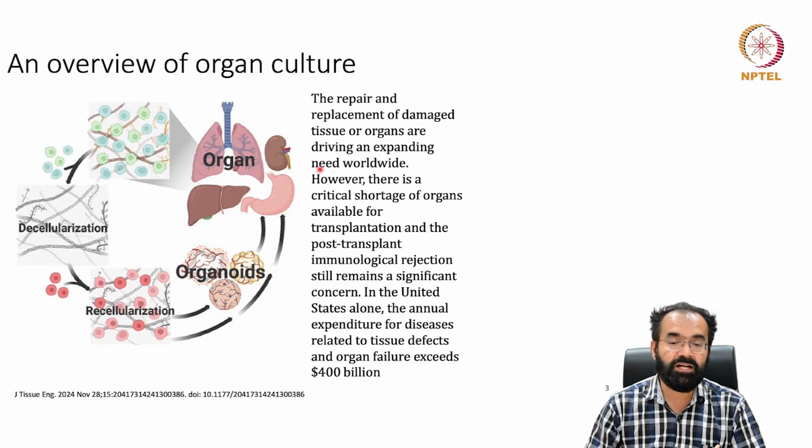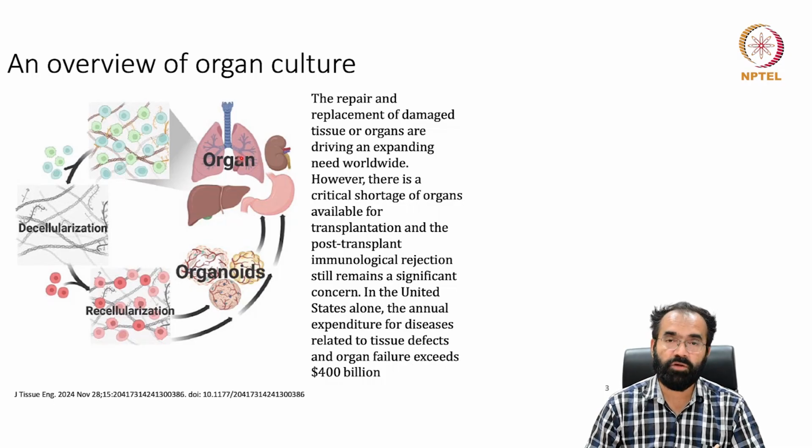As you can see in this picture, the repair and replacement of damaged tissue or organs are driving an expanding need worldwide. A lot of people are in need of organs. However, there is a critical shortage of organs available for transplantation, and post-transplant immunological rejection still remains a significant concern despite having immunosuppressant drugs. In the United States alone, one country where all these details are documented, the annual expenditure for diseases related to tissue defects and organ failure exceeds 400 billion. 1000 million is 1 billion, so 400 billion per annum.